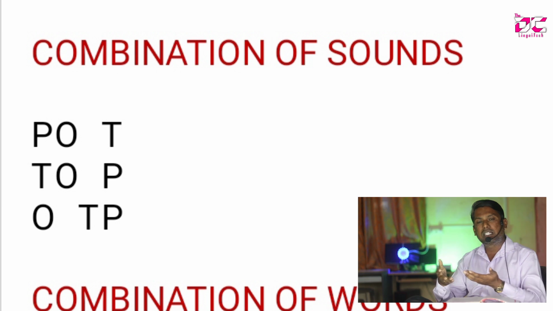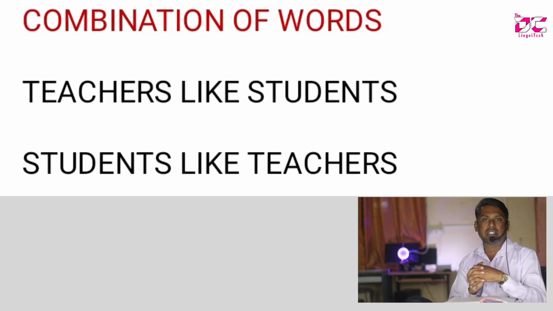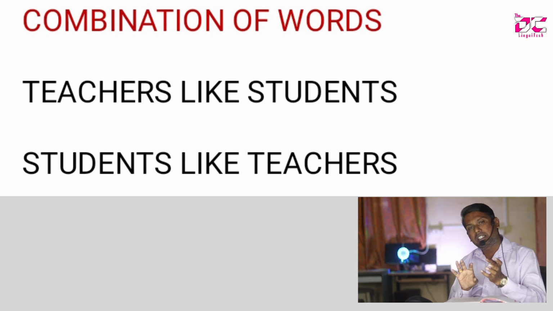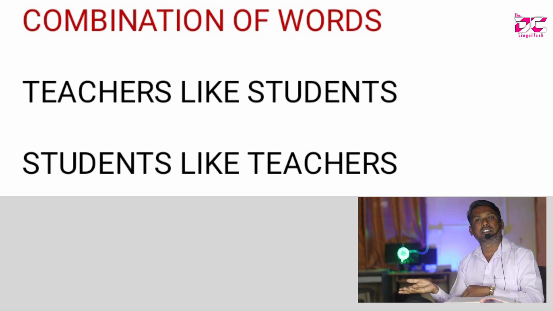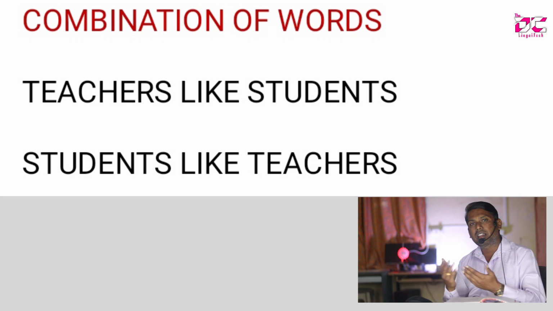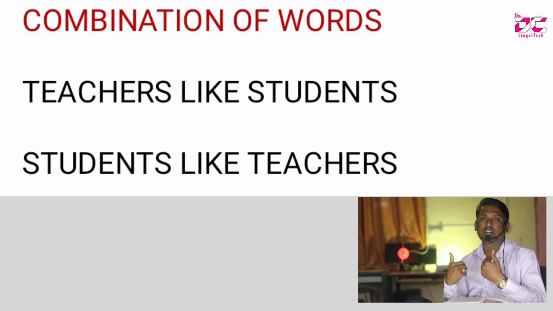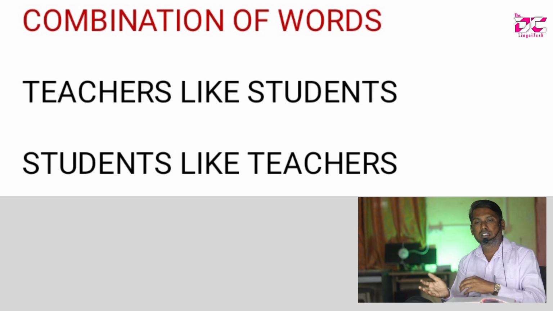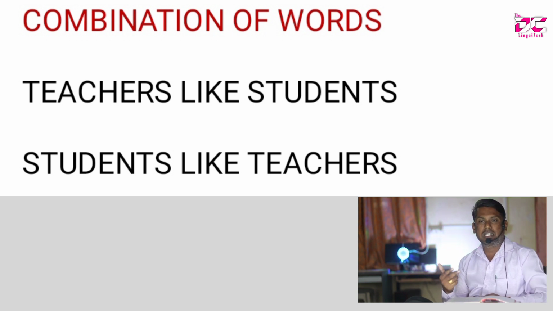So we combine the sounds to make the words, we recombine sounds to make different words, and then we combine the words to make the sentences, or recombine the words to make different sentences. For example, if I say teachers like students, it's a very simple example. If I say students like teachers, it will change the meaning. So I can recombine in various ways to make new words or different patterns. So that's what we say, duality of patterning. There are two patterns: sounds combined into words, words combined into sentences.